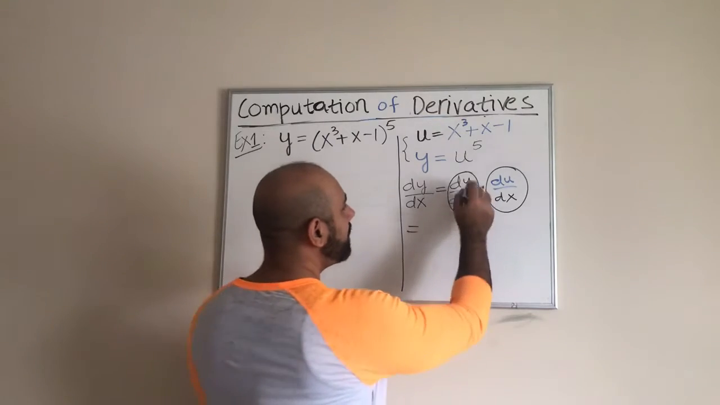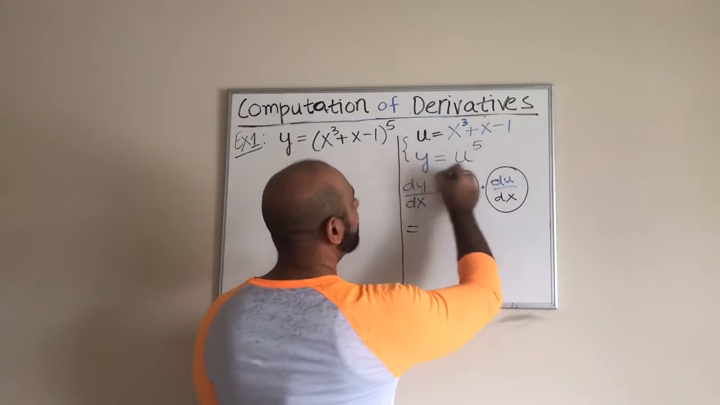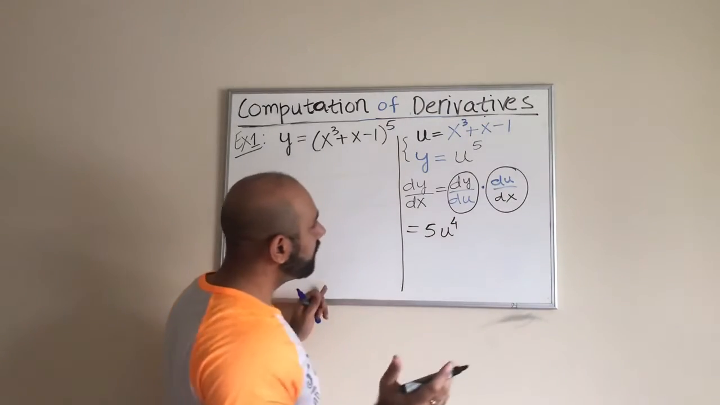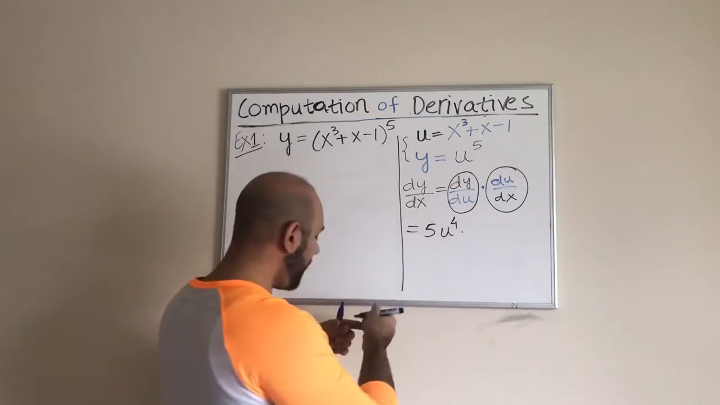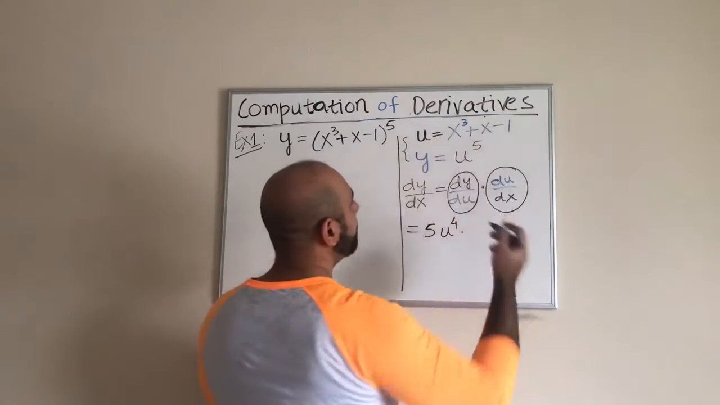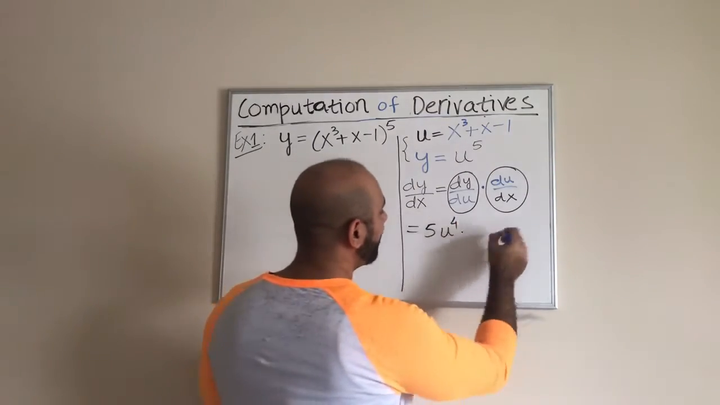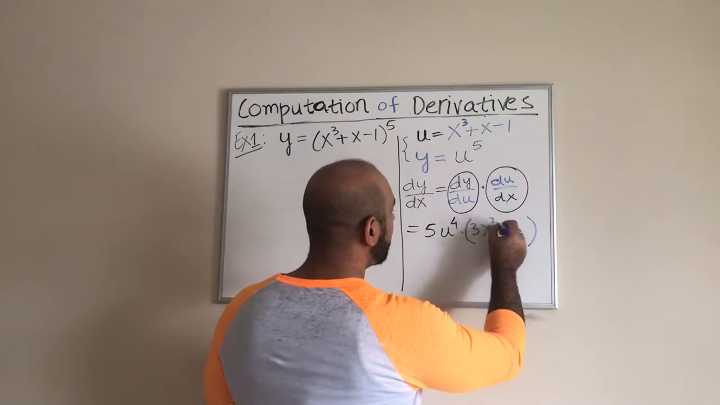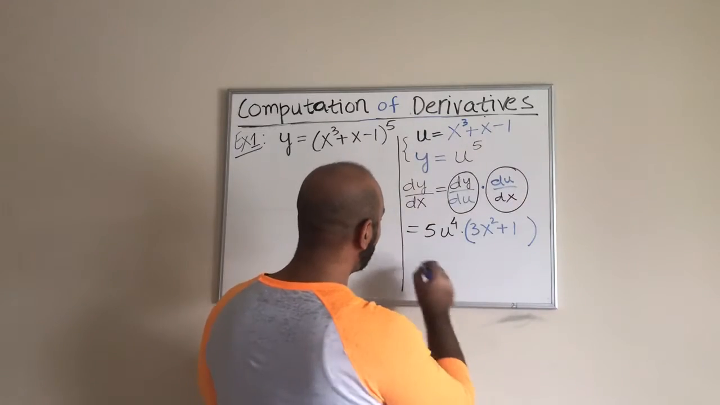So dy over du, guys, not too difficult, just use the power rule. So it's just going to be 5u to the power 4 using the power rule, and then I have to multiply this by what? I have to multiply by the derivative of u. Guys, derivative of u, again 3 terms, but we can use the power rule, and I'm going to put that in the parentheses. In the parentheses, it's going to be 3x squared plus 1, and derivative of 1 is 0. Don't have to worry about it.